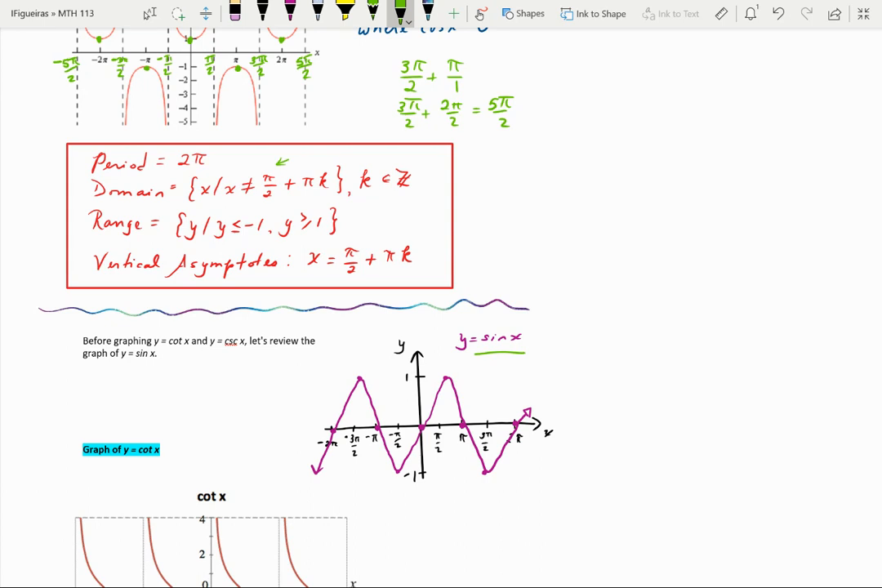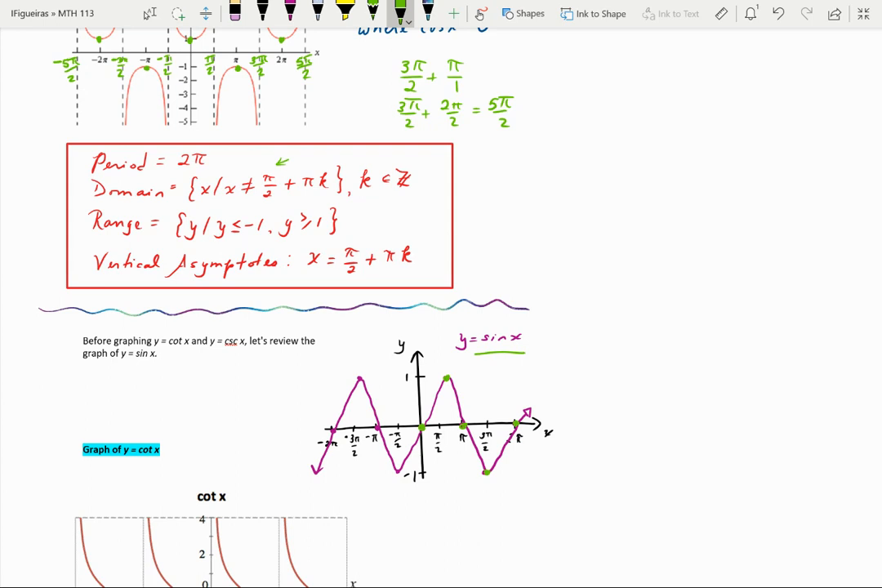So sine, remember this is now 2 periods of sine. At 0, sine is 0. At pi over 2, it's 1. At pi, it's 0. At 3 pi over 2, it's -1. And at 2 pi, it's 1.